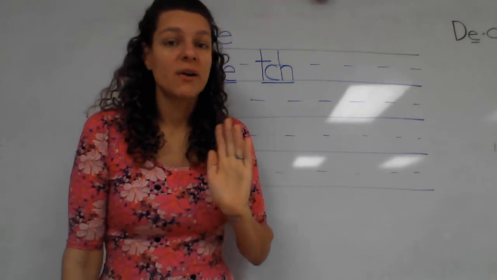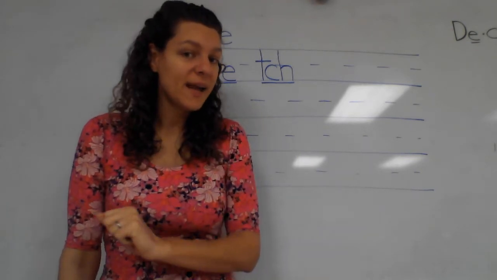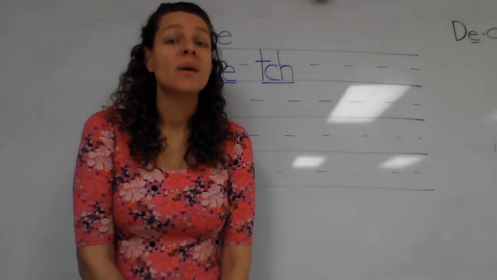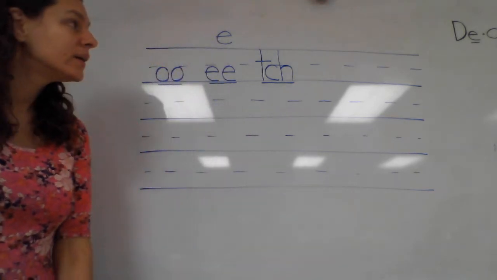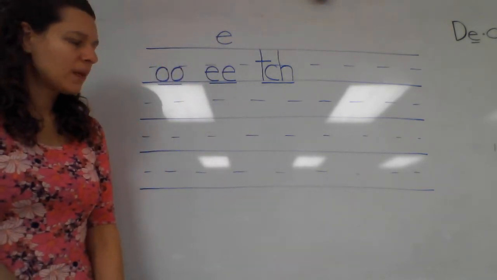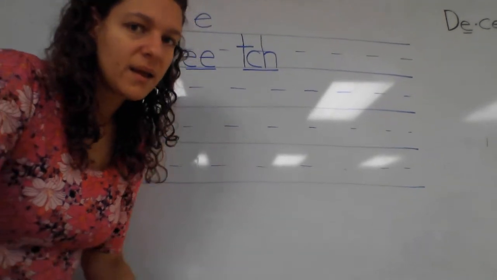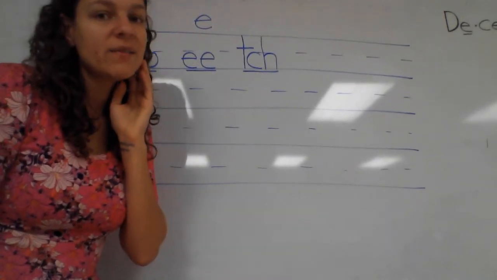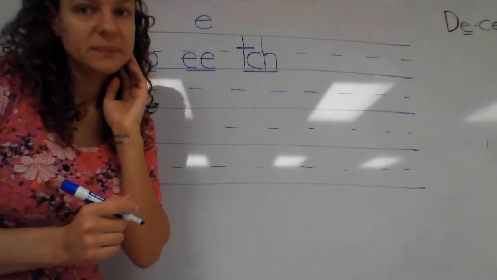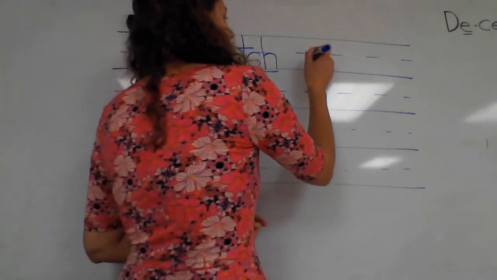All right, the next phonogram is or. What are you going to write? Good. Or. Say it while you write it. All right, class, put your finger under that phonogram. What is it? Good. Or.